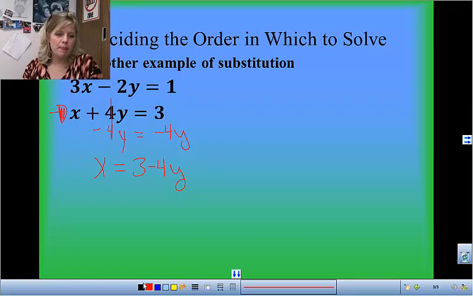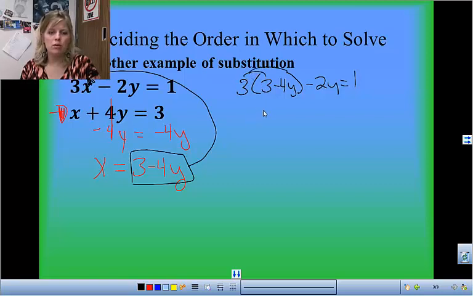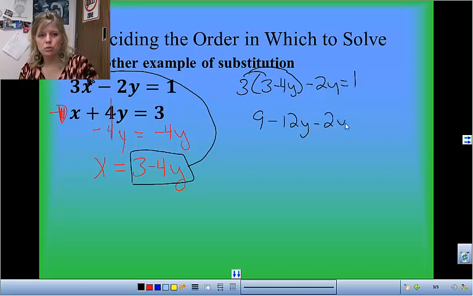Step 1's done. Step 2 says plug this into your other equation you didn't use. Well, I didn't use this top equation, so I'm going to plug it into this 3x right there. The 3 stays in front, so I have 3 times 3 minus 4y minus 2y equals 1. Distribute, you can do that. 9 minus 12y minus 2y equals 1. 9 minus 12y is negative 3y minus 2y equals 1.